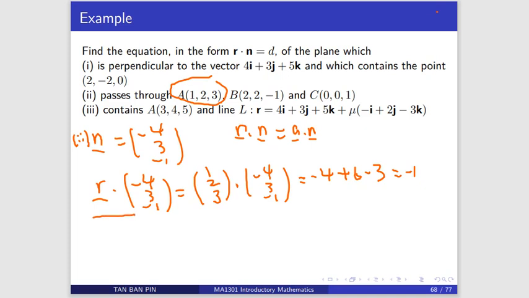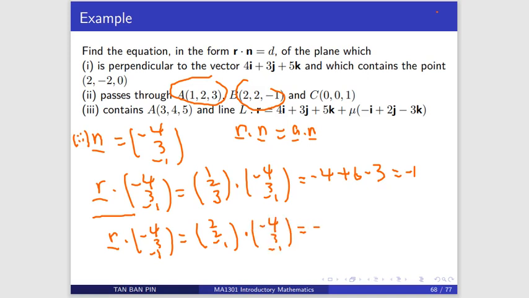You can try with other points. You can consider r dot (-4, 3, -1). Instead of taking A, you can take B, which is (2, 2, -1), and dot with (-4, 3, -1). Then you will find that it gives you minus 8, plus 6 and plus 1. So it also gives you minus 1.